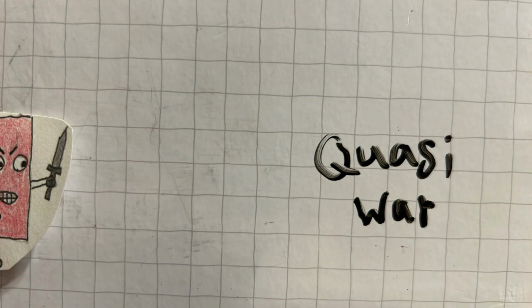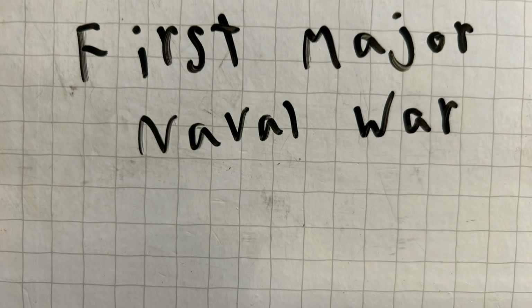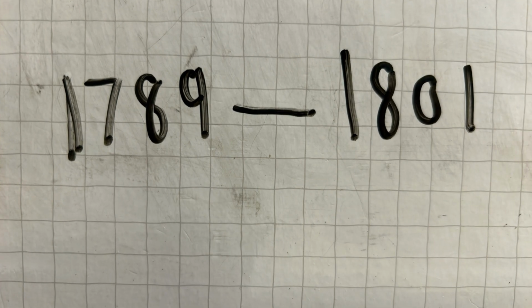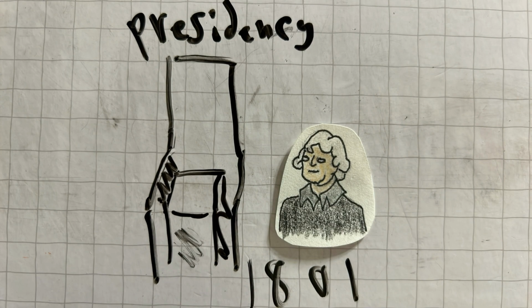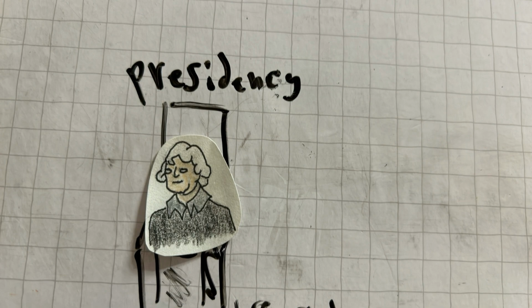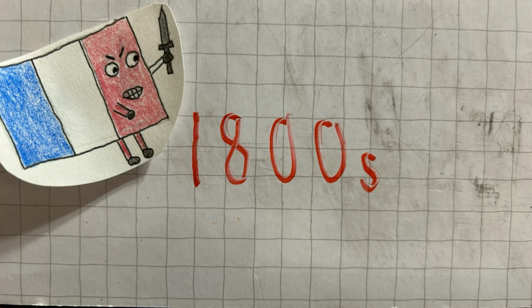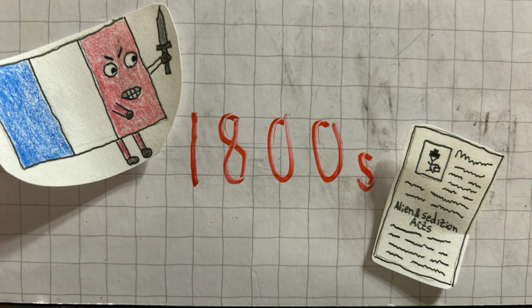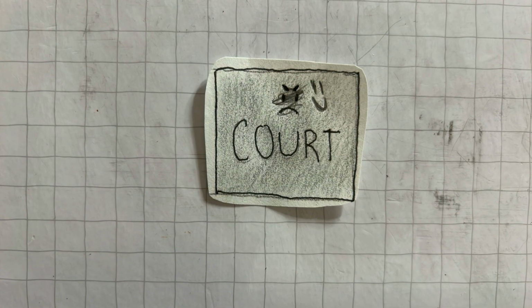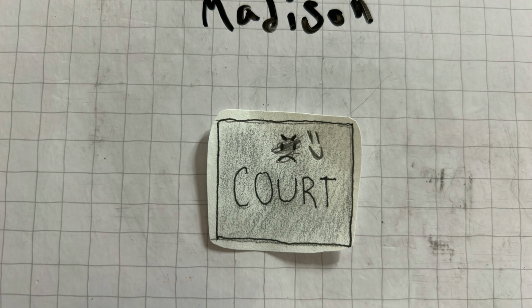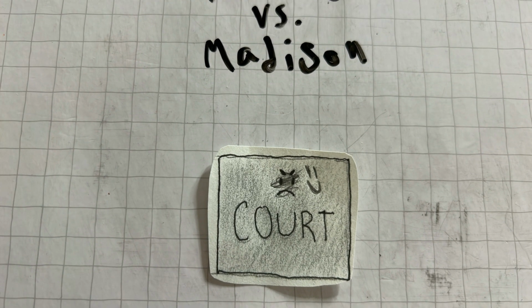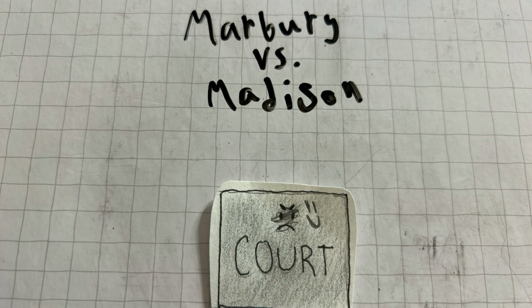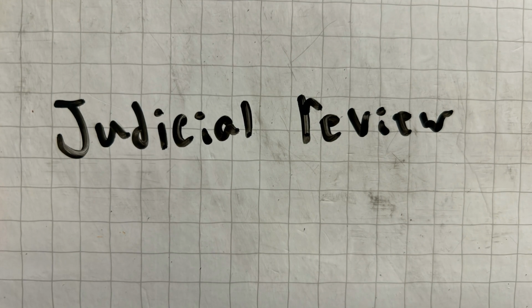This short conflict was known for being one of America's first major naval wars, having begun in 1798, lasted until 1801, the same year as Thomas Jefferson's ascension into presidency. As we head into the 1800s, we see the foreign affairs and restrictive acts were not the only contributors to America's growth as a nation. The judicial system and the many precedents they set during major cases were also significant, one in particular being the Marbury and Madison case of 1803 that gave the courts the power of judicial review.